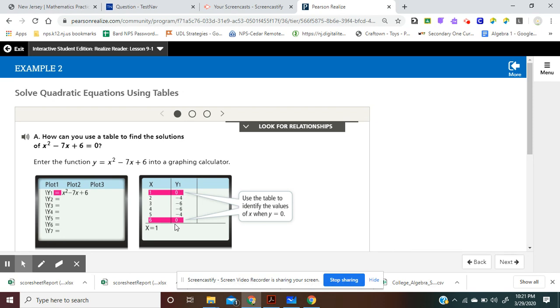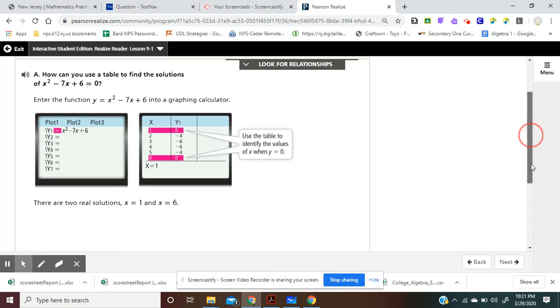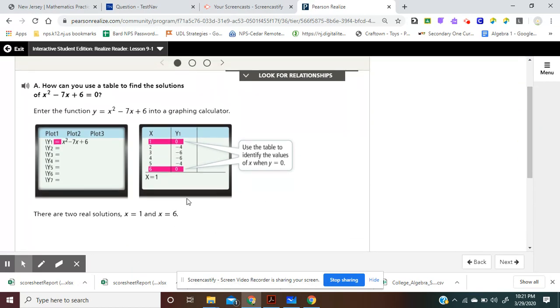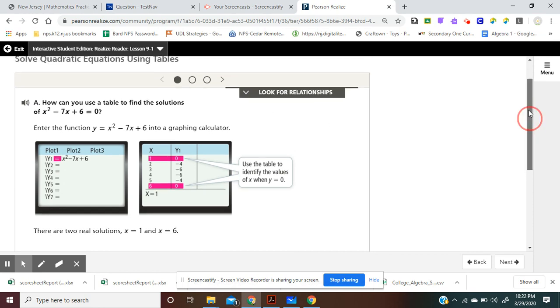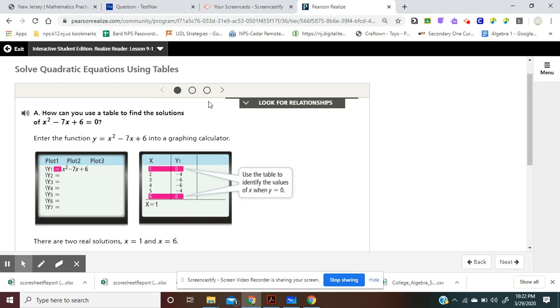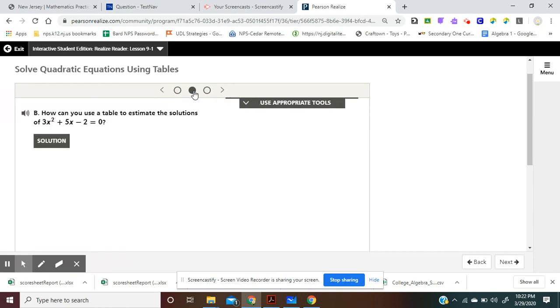So we can see in this case, there are two values of x that make y equal 0. So x equals 1 and x equals 6. So these are the solutions to our equation. So x equals 1, x equals 6 are our solutions. This is a great example where things work out lovely, nice integer solutions. However, that's not always the case. So let's take a look at an example where that doesn't happen.